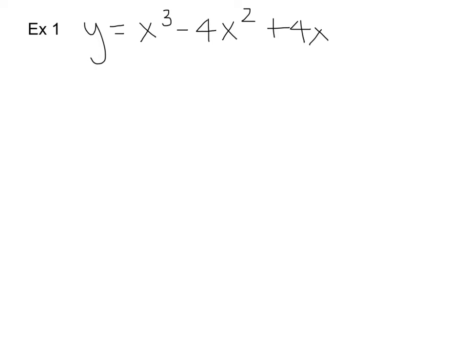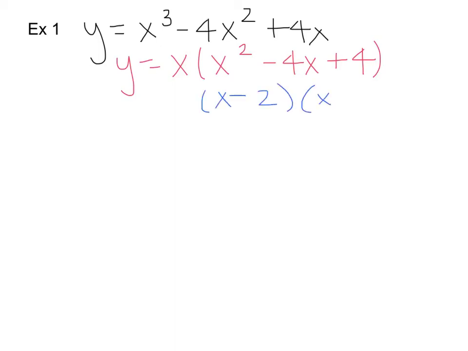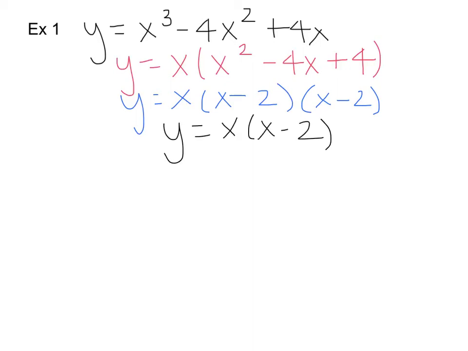Let's look at our first example. We're given y equals x cubed minus 4x squared plus 4x. The first thing we're going to want to do is factor this. So they all have an x in common. So we factor out an x, and that leaves me with x squared minus 4x plus 4. So now I'm looking for two numbers that multiply to positive 4 and add to negative 4. So minus 2 and minus 2. Bring down the x out in front. So I can rewrite that as y equals x times quantity x minus 2, squared.